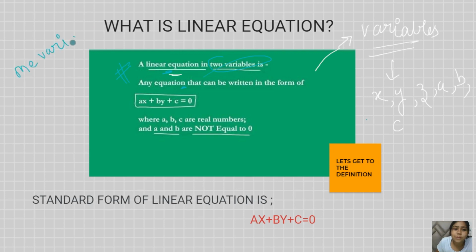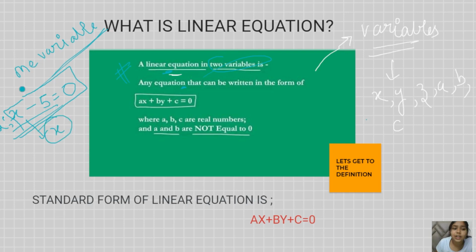The example for a linear equation in one variable can be x minus 5 equals 0. Why is this an example of this? It is because in this equation, as you can see, only one variable, that is x, is present. That is why it is known as a linear equation in one variable. Whereas this chapter is about linear equations in two variables. So what do we have to study about two variables?